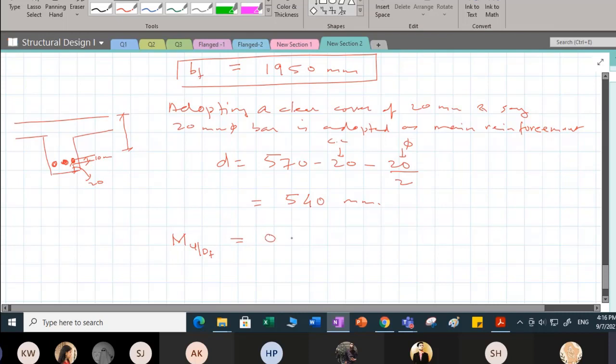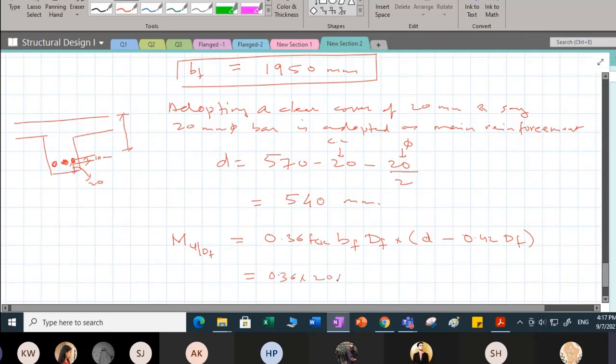So the formula which you used to use is what? 0.36 fck, width of flange, into Df, into d minus 0.42 Df. How much is this coming? Substitute all the values.